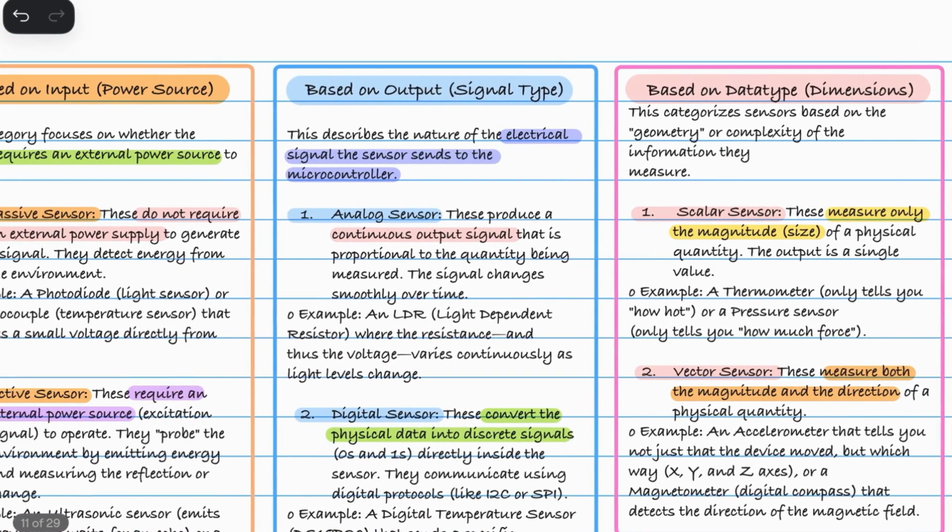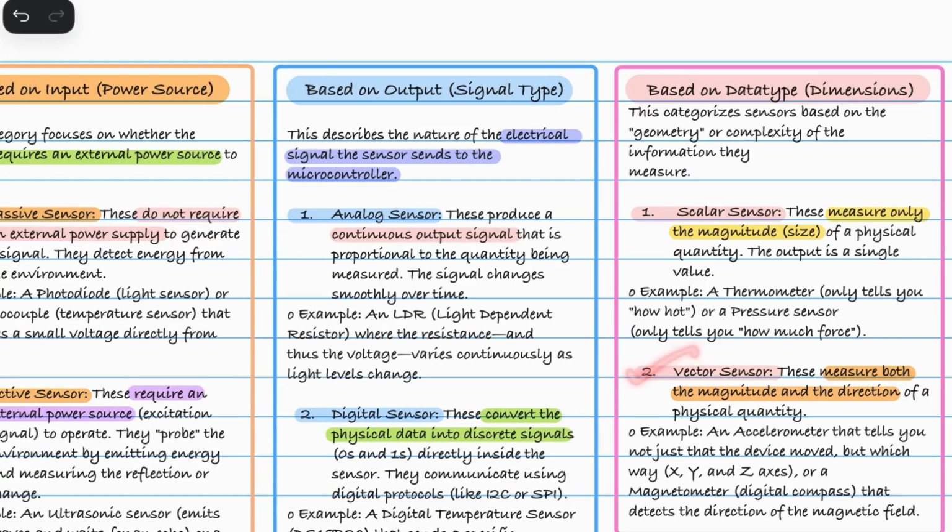Based on the data type, there is a division between two, which is scalar and vector. Scalar sensors only measure the magnitude, the size. So they give you a single number. If you check the digital thermometer, it says 37 degrees Celsius. It does not have a direction, it's just a raw value.